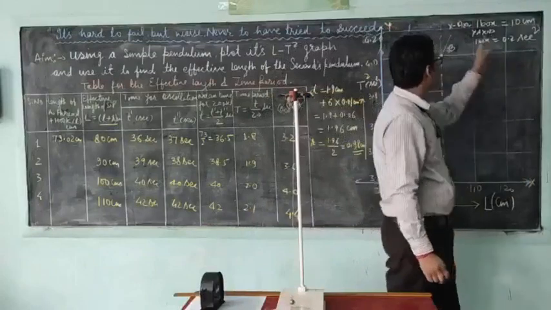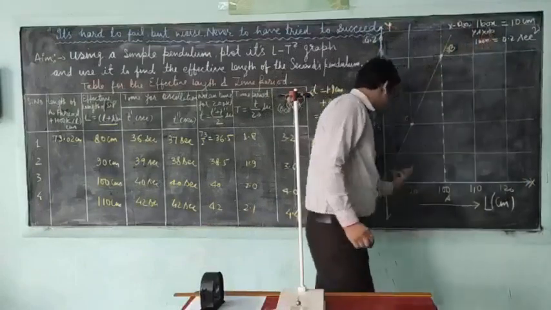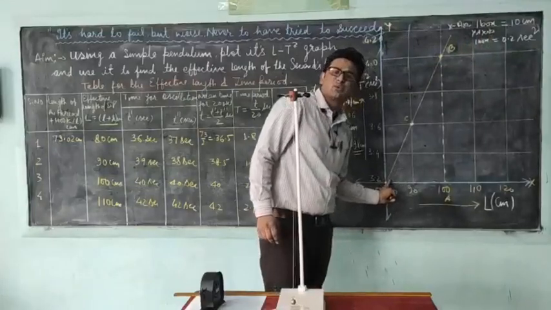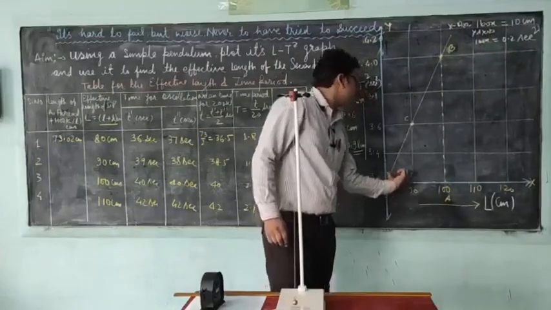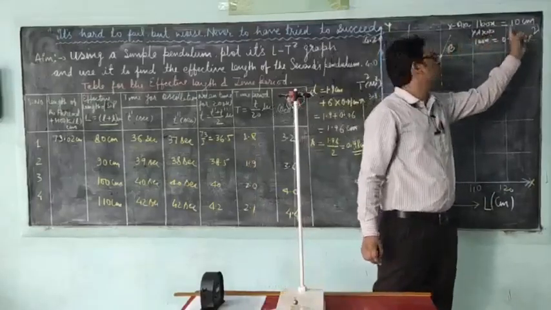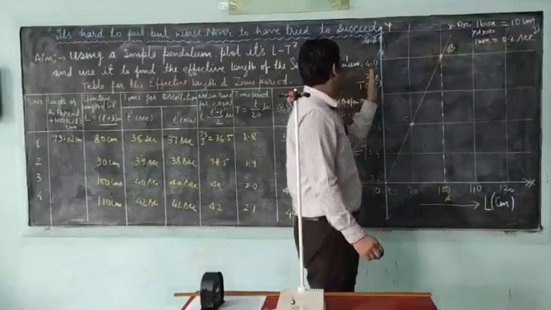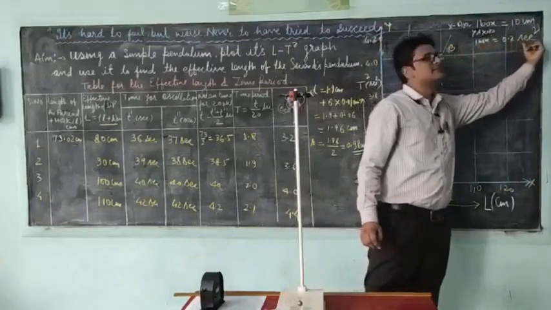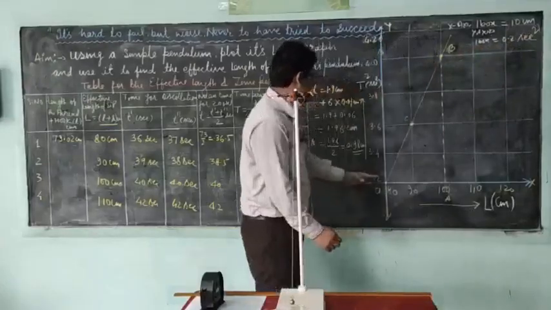Along the x-axis, I have taken one box. In this box, there are 10 divisions, or we can say 1 centimeter each. In 10 divisions, that is one box, so one box equals 10 centimeter. Along the y-axis, I have taken one box equal to 0.2 second square. This is the value I have taken.